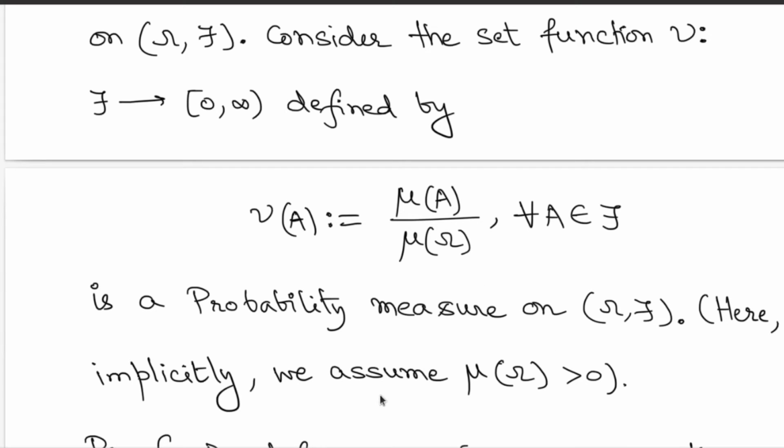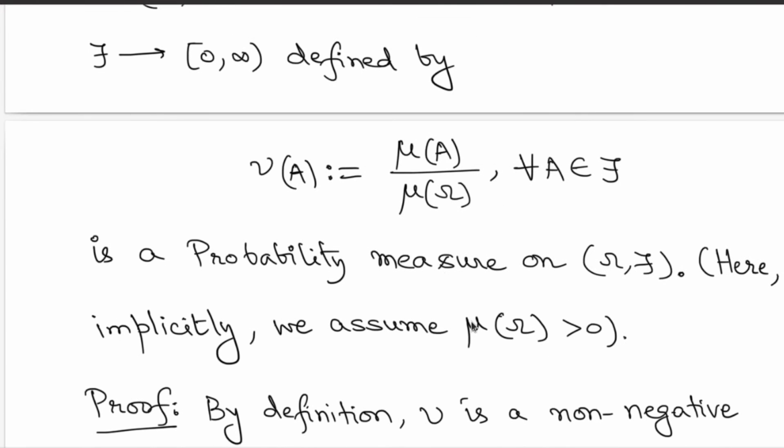Here we automatically have to assume that mu of omega is strictly greater than 0, otherwise this division is not well defined. We are not allowed to divide by 0. So for a finite measure, we assume that mu of omega is strictly positive, and we look at the ratio of the size of the set with respect to the whole set.